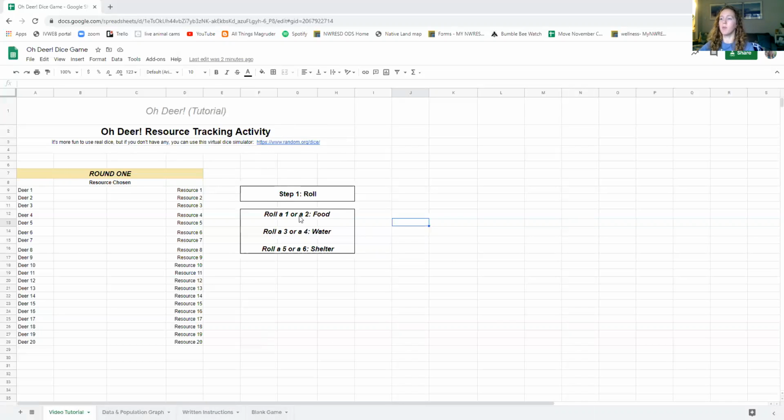All right, so in this game, we're going to be playing as deer and resources. And in round one, we're going to start with 20 deer and 20 resources, 20 of each. It's always important to know how many you're starting with because that is the data that we're going to be putting into our population graph.